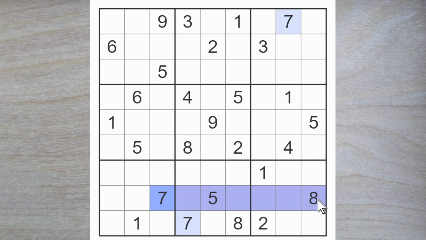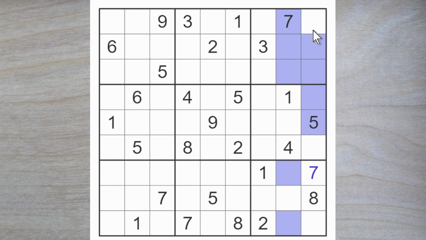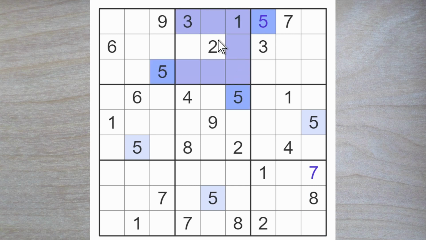We got a couple of sevens blocking over here and a 7 blocking down. So here's a 7. This 5 blocks down. This 5 blocks over. So one of these must be a 5 and they block up. This 5 blocks up while this 5 blocks across. So here's a 5 blocking across. This 5 blocks across, this blocks up. So another 5 goes here.